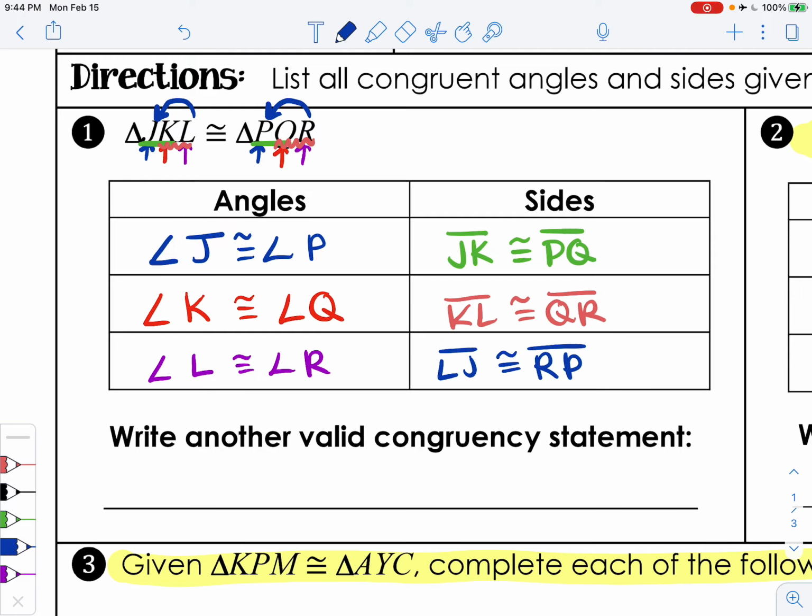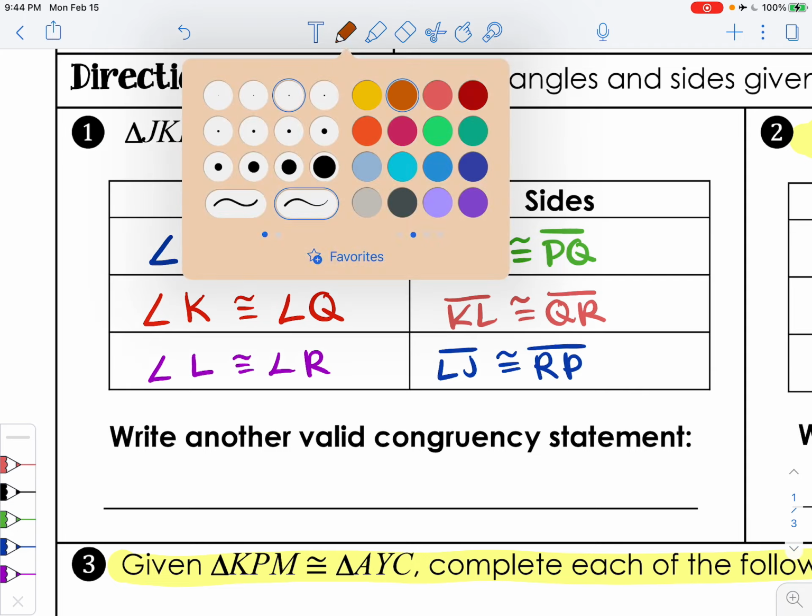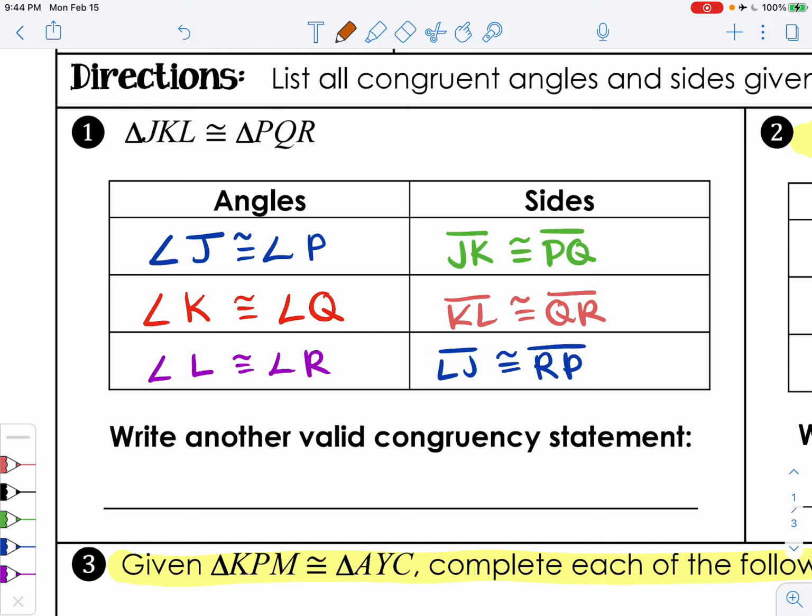Now we're going to write a second congruency statement, a congruency statement of the actual triangles themselves. Okay, so when we write a triangle congruency statement, like what we have up here, we list the points for the first triangle in any order we want. So I'm going to scramble up JKL, and let's say I go LKJ. I just scrambled them up and went into a different order. And that's totally fine.